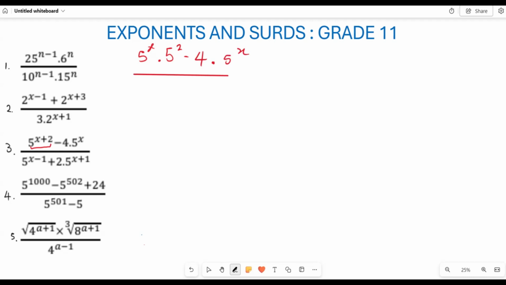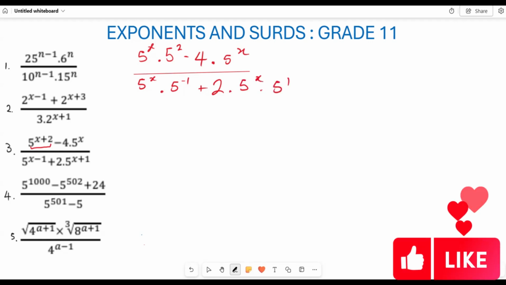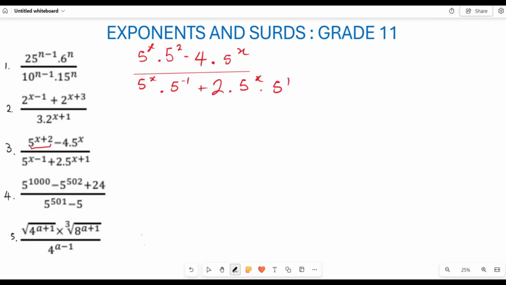Then this is going to be divided by, I'm doing the same thing in my denominator. I'm saying this is 5 to the power of x multiplied by 5 to the power of negative 1 plus 2 multiplied by 5 to the power of x multiplied by 5 to the power of 1, right? So what I did here, I just simply wrote everything in factor form, right? So everything that is written in here is written in factor form.